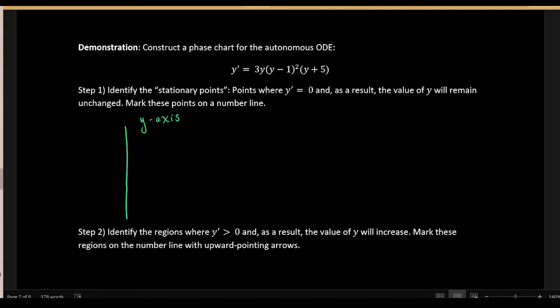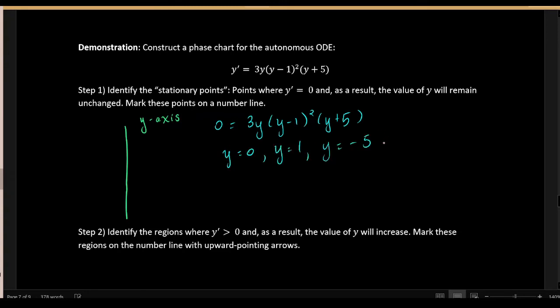Stationary points. So in the ODE, I'm going to take the y prime and replace it with 0 to determine where these stationary points are located. And it looks like if y is equal to 0, or if y is equal to 1, or if y is equal to -5, then y prime will be equal to 0. And so these 3 values are stationary points.